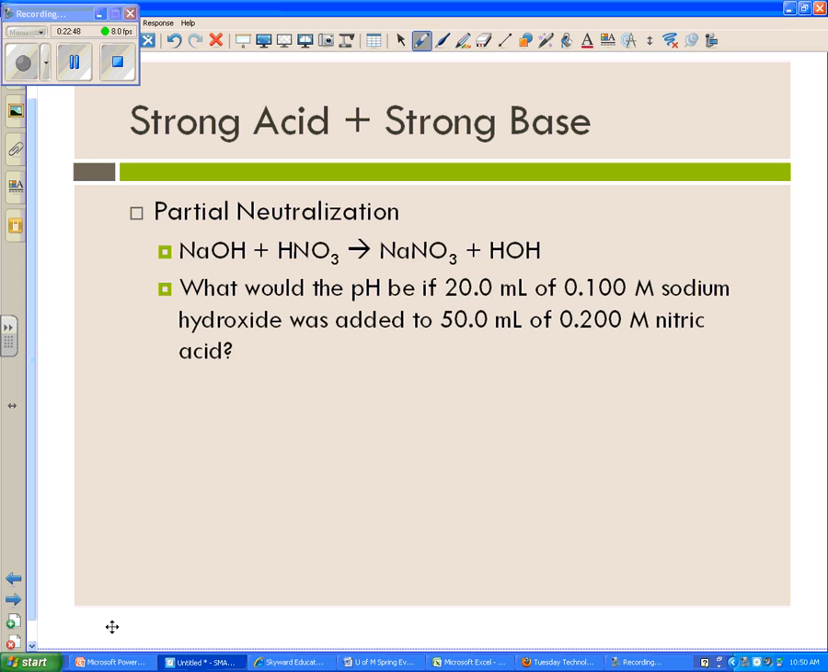How many milliliters did we say we needed to completely neutralize the solution? And this is the same set of numbers we were working with on the previous slide. How many milliliters do we need to completely neutralize? 100. So if we only add 20 milliliters, so we have not yet added 100 milliliters, we will not have completely neutralized the solution, which is why this is a partial neutralization. We'll be 80 milliliters shy of neutralization if we've only added 20 and we need to add 100.